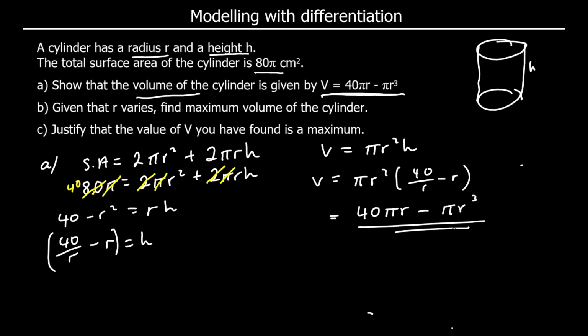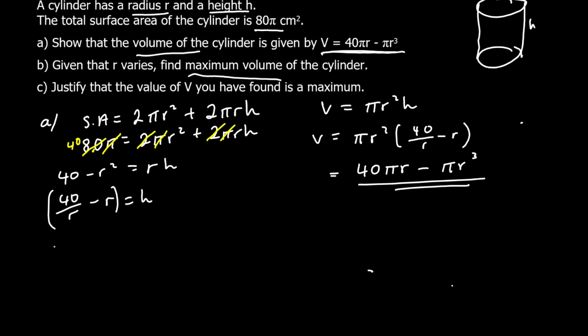Given that r varies, find the maximum volume of the cylinder. So the maximum is where our gradient function equals 0. So it's going to be where dV/dr equals 0. So let's work out dV/dr. We've got V, and we're differentiating with respect to r.